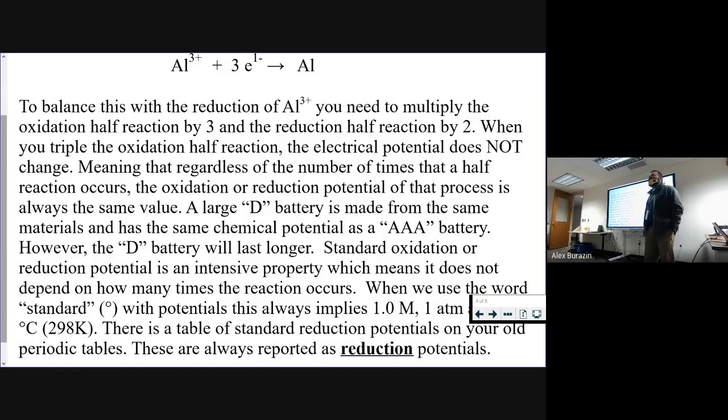It's zinc being oxidized to zinc 2+. That process has a potential of 0.76 volts. If it occurs one time, excellent, 0.76 volts. If it occurs 6 times, excellent, 0.76 volts. Moral of the story is this: when it comes to potential, aka voltages of half reactions and redox, however many times the process occurs is irrelevant. The voltage is based off of the chemical substance, not the quantity or the number of times it happens.